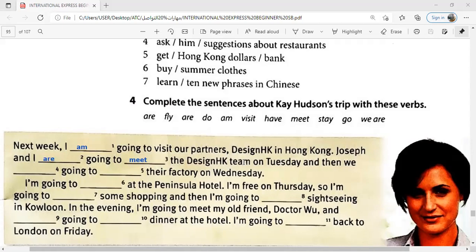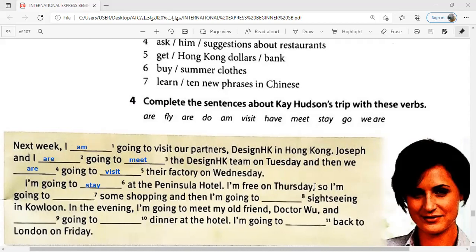the Design HK team on Tuesday, and then we are. Thank you. We are going to visit. Yeah. We're going to visit their factory on Wednesday. I'm going to stay. No, stay. How do we know it is stay? I have the words the Peninsula Hotel. A Peninsula Hotel means I will stay in this hotel.